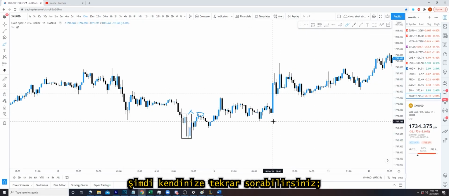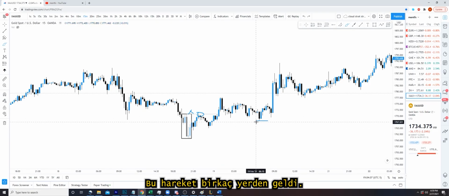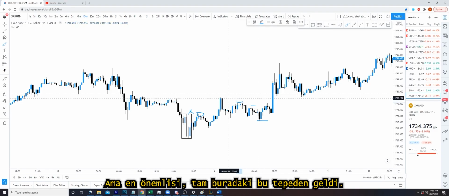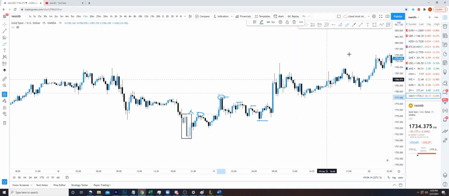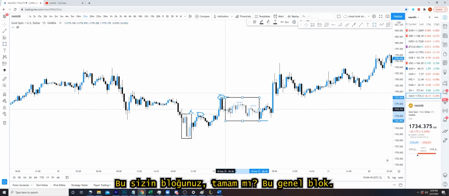and then gave you higher prices. Now, again, you can ask yourself, what move caused the move that came into this previous MentorFX block? This move came from a number of places in this case. It came from this high, but most importantly, it came from this high right here. So the next MentorFX block would be from this high to this low. This is your block.